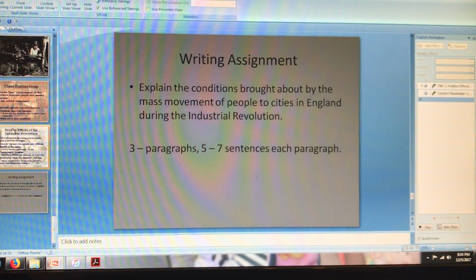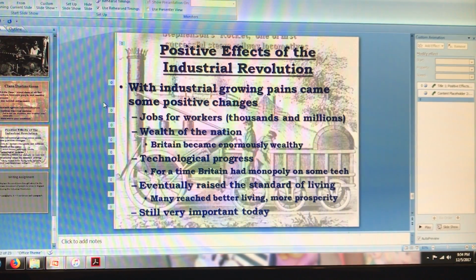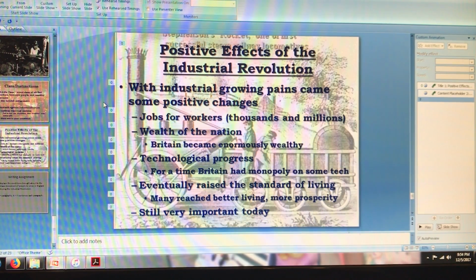All right, so that finishes off this section 2 of part 2 of Industrial Revolution. Okay, so let's get ready for section 3.